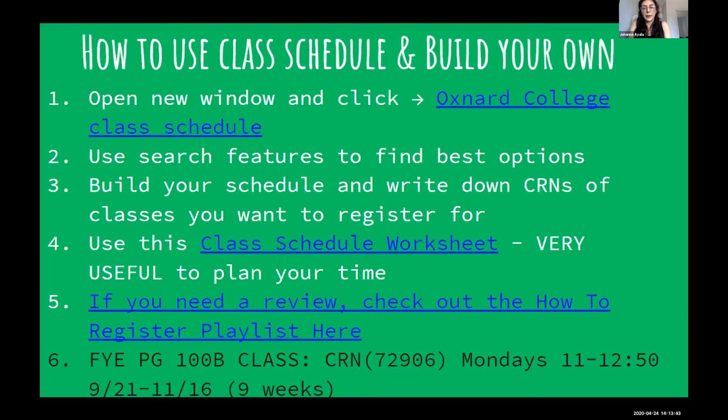CRN is something you're going to be hearing a lot. It is basically the code for that specific class. When you go to register for a class, there may be a dozen English 101 classes, but each one has its own CRN, and you'll use the CRN for the specific English 101 class that you want to take. That CRN is what you'll use to actually register, so it's really important to write down the right CRN.